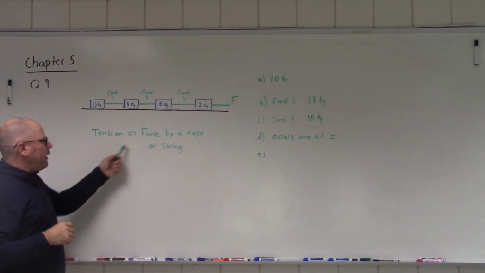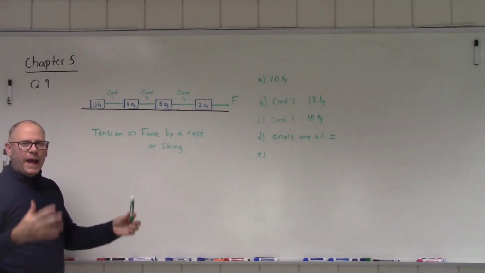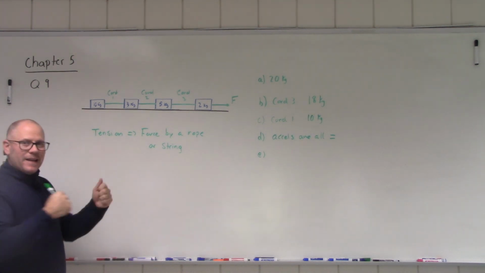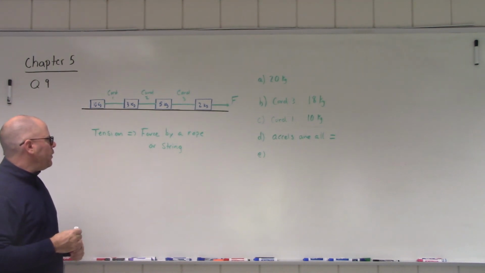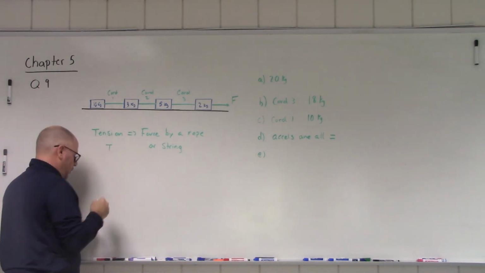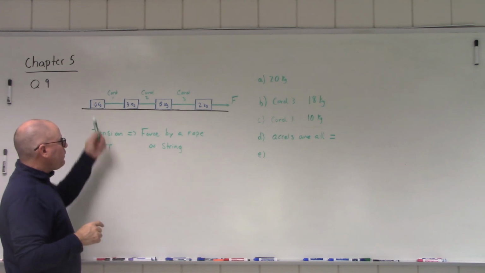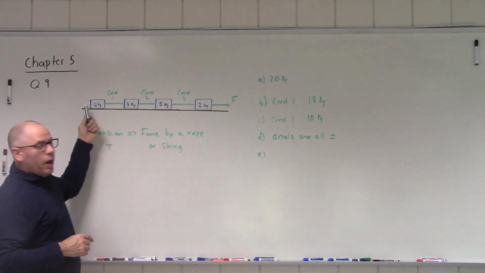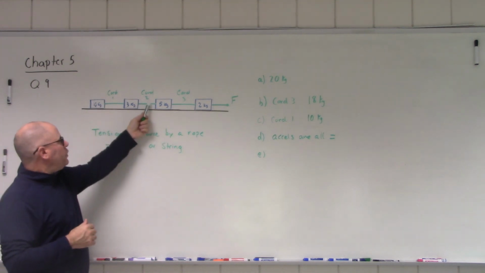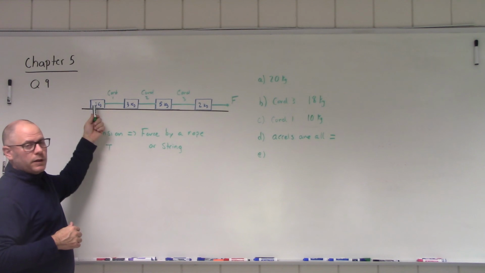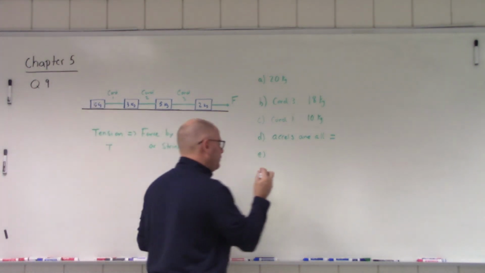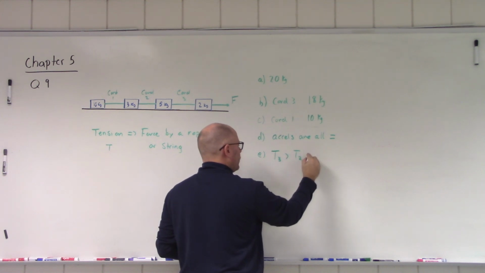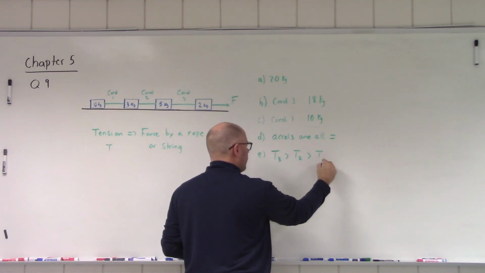Tension is the nickname we give to a force provided by a rope, a string, a cable, anything that can pull like that and get tight. We call that tension. So we use a capital T for tension. So here's the deal. Since they all have the same acceleration, which one has to pull harder? 3 has to pull all these guys, so it's got to pull harder. 2 has to pull these two guys, and 1 has to pull just this guy. So the tension in cord 3 is greater than the tension in cord 2, which is greater than the tension in cord 1.